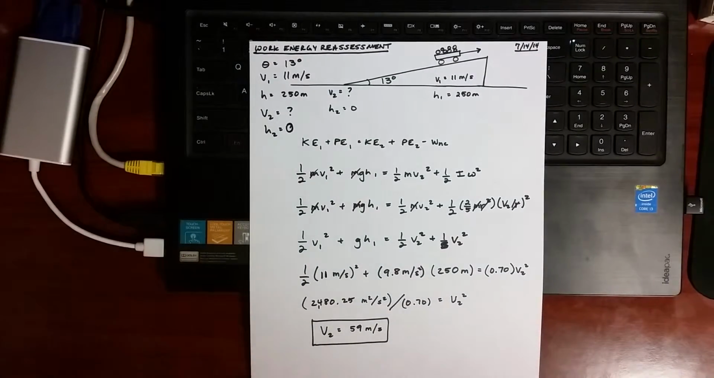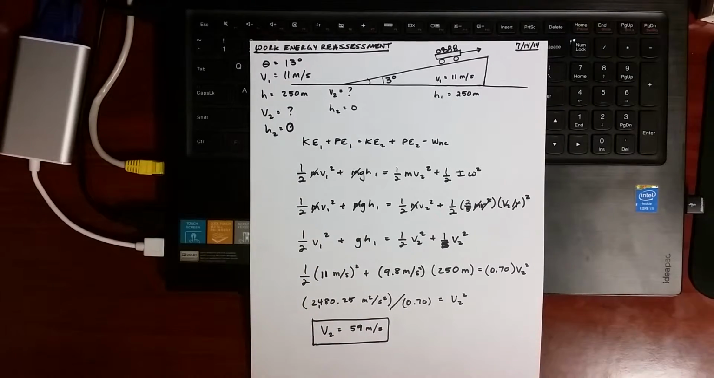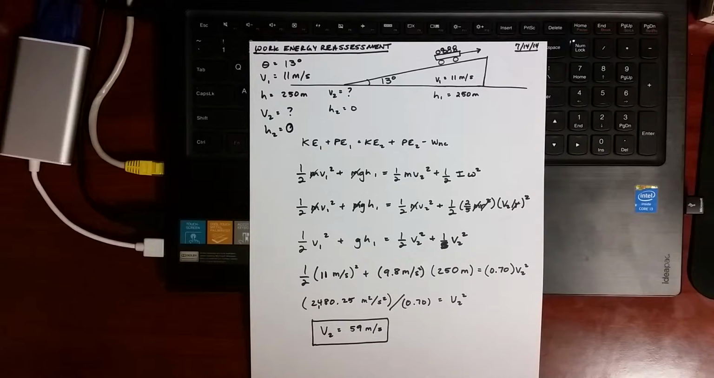All right, Dr. Lane, what we have here is a work energy reassessment video for Drew Cavell. This particular problem is a trailer on an incline of a certain amount with a certain velocity heading up the incline. Something falls off the trailer, moves down the ramp, and we want to find the final velocity of that item that falls off the trailer, using kinetic energy, potential energy, and then some rotational terms also.